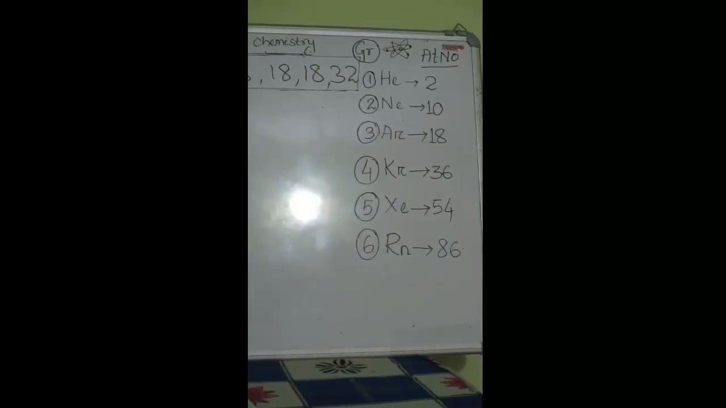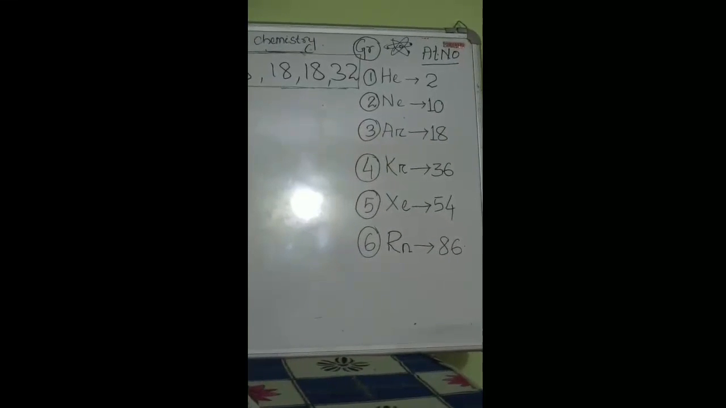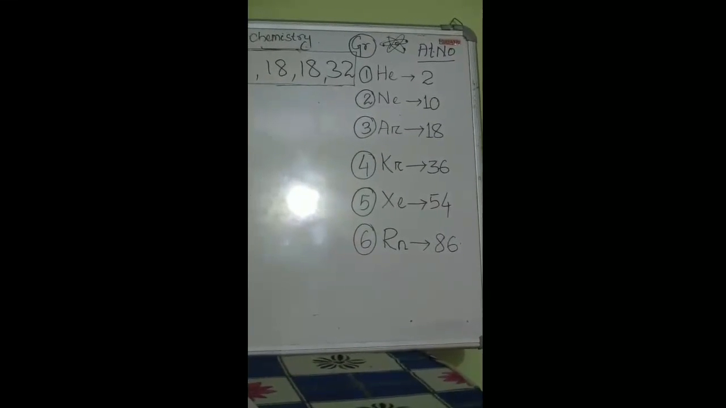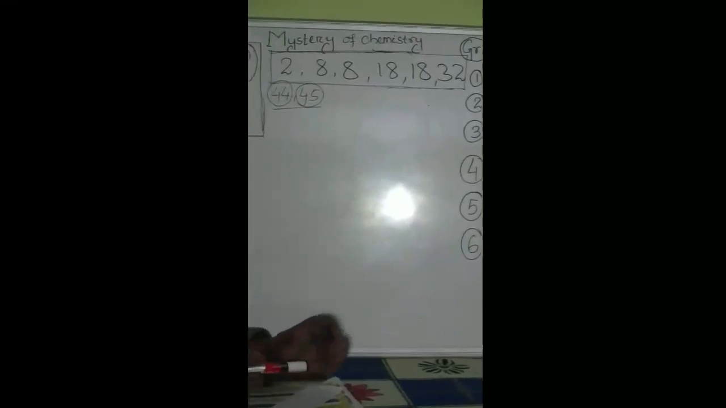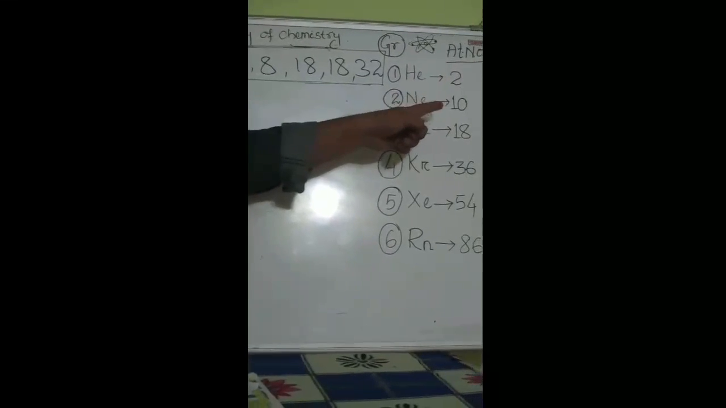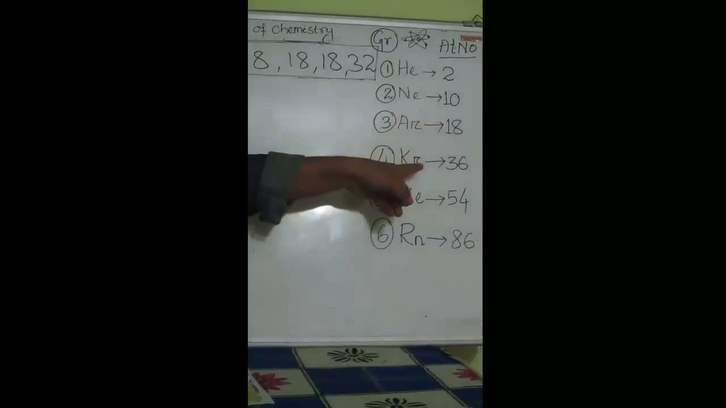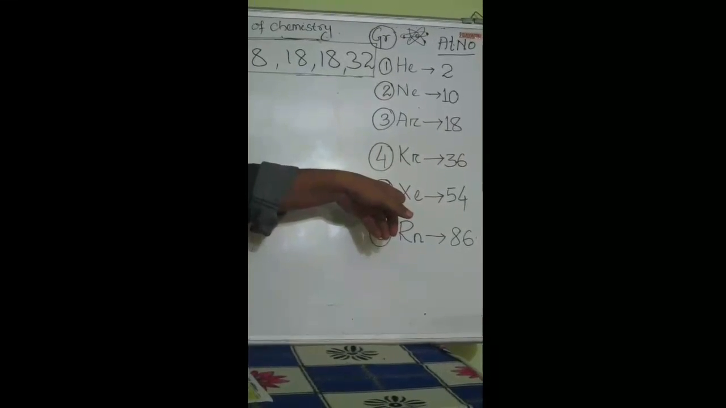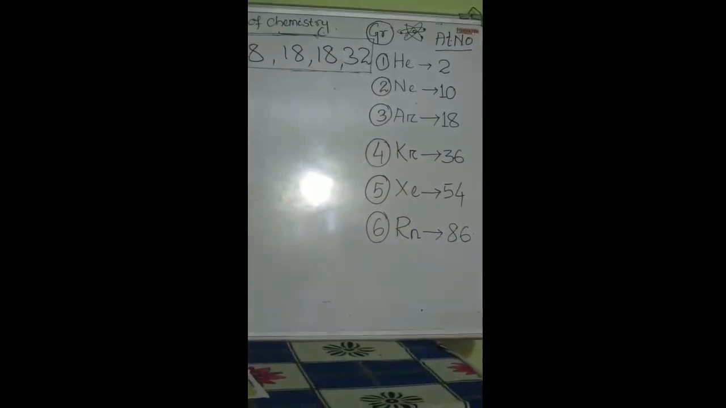So in this case, we have to know the atomic number. According to their magic numbers, we can put them here. So helium 2, neon 10, argon 18, krypton 36, xenon 54, radon 86.